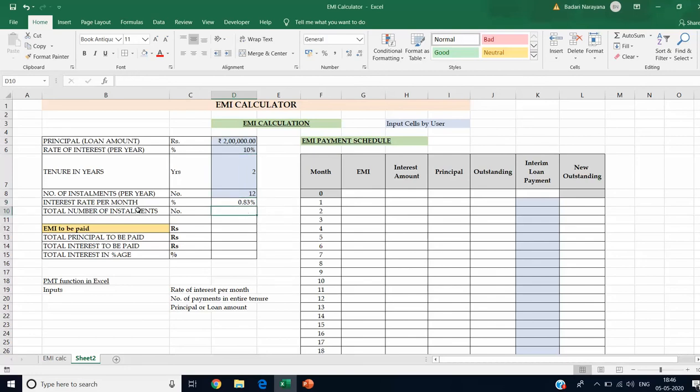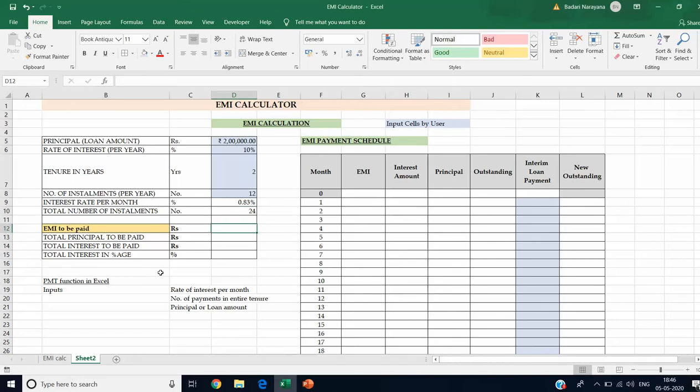Now total number of installments, which means what are the number of installments that I'm going to pay in the entire tenure period, which is equal to, I'm going to pay this amount in 2 years into 12 installments per annum. So it's going to be 24 installments in the entire tenure period that this amount will be returned. Now what is the EMI?